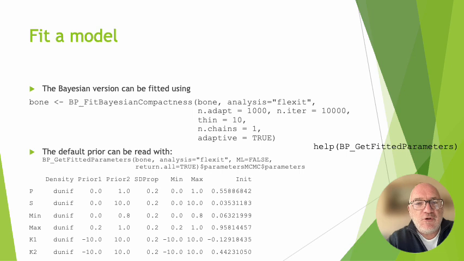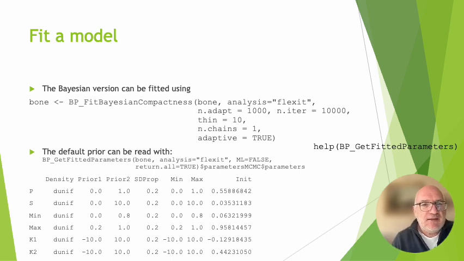You can use other priors, but by default here I use uniform because generally we don't know much about P, S, min, max, K1 and K2.